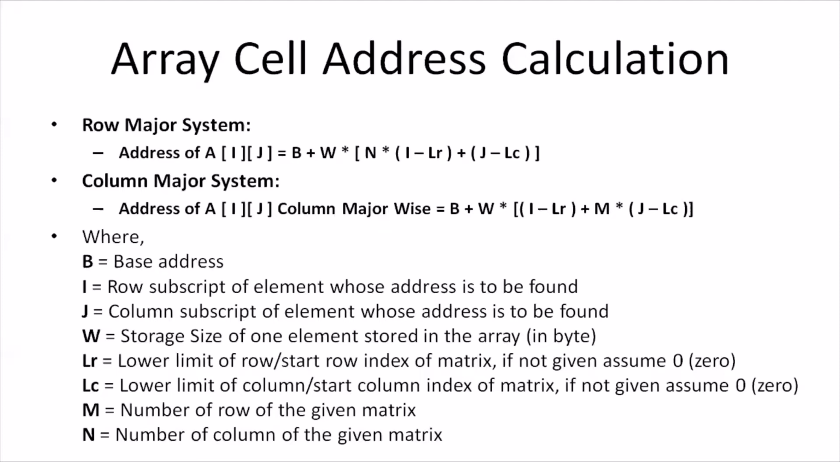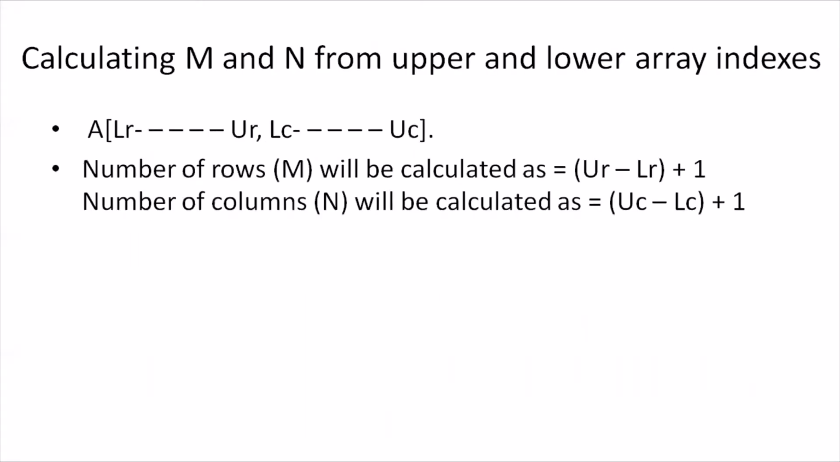Now, addressing does not always start from 0. We can have any kind of addressing. So, if the LR and LC are not 0, in such cases, we have to identify the values of M and N separately before proceeding with the address calculation. In such cases, we find the number of rows M given by UR minus LR plus 1, and the number of columns N is given by UC minus LC plus 1.